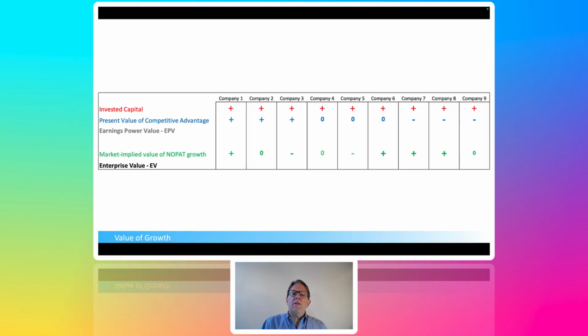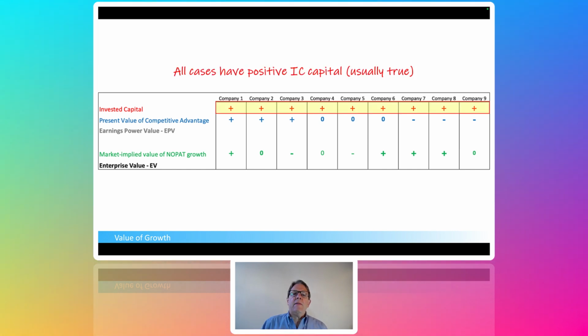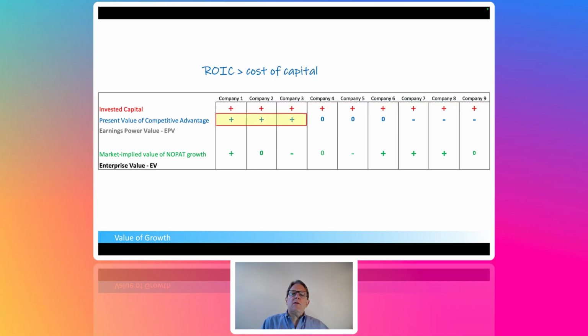All right, fine. All right, so here are the 9 scenarios I'm going to walk through. Call them company 1 through company 9. Now, in every case that I'm going to talk about, all of the companies have a positive invested capital. So red's always going to be present. That red layer is always going to be there. And this is true for almost all companies. All right. Then I'm going to walk through essentially 3 different scenarios with a positive invested capital. So we're going to have a case where the present value of competitive advantage is positive. So you have a blue layer.